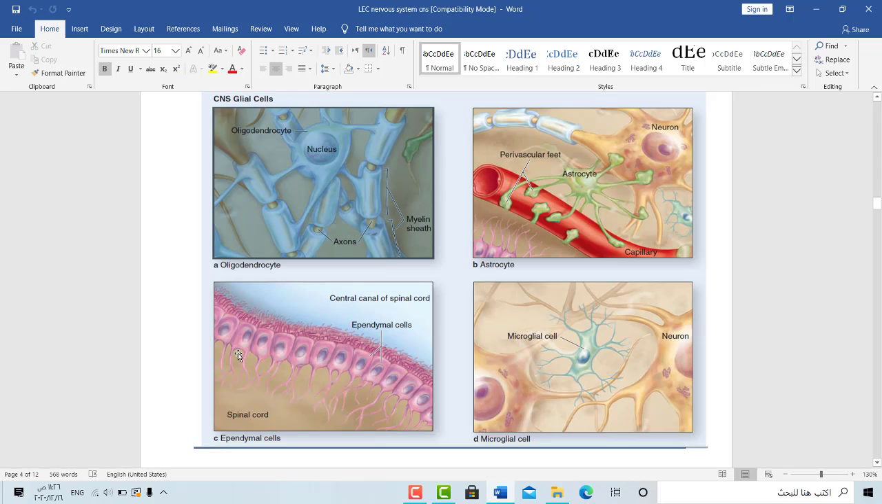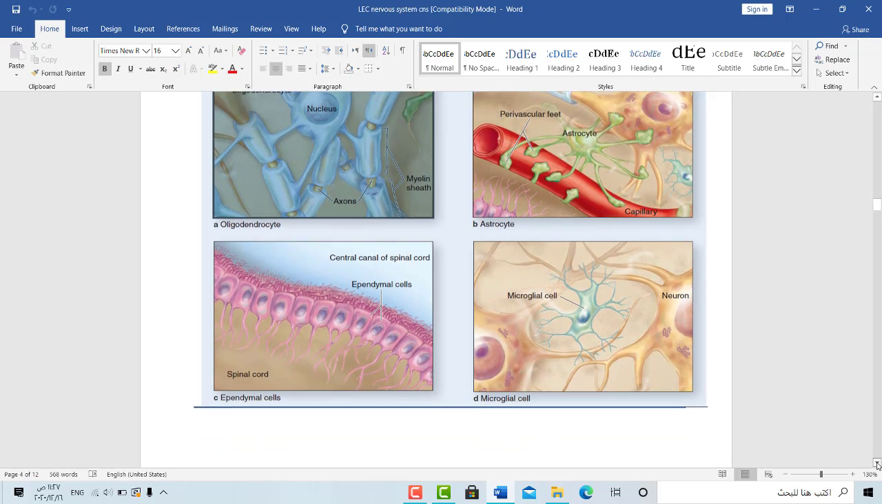Also the ependymal cell. The ependymal cell is a pyramidal or long cell that sends finger-like processes to the lumen, covering the lumen and tubes in the CNS. This ependymal cell produces cerebrospinal fluid. It covers all the ventricles found in the brain, and also the central canal of the spinal cord, where it produces cerebrospinal fluid.